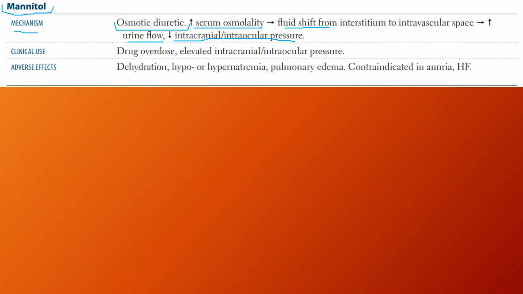Clinical use: it can be used in drug overdose and elevated intracranial or intraocular pressure. Its side effects are dehydration, hypernatremia, which means high level of sodium, and pulmonary edema. It is contraindicated in anuria, a patient who can't produce urine, and in heart failure patients.